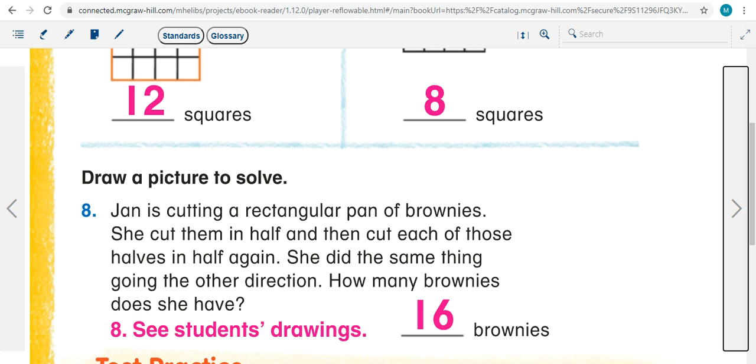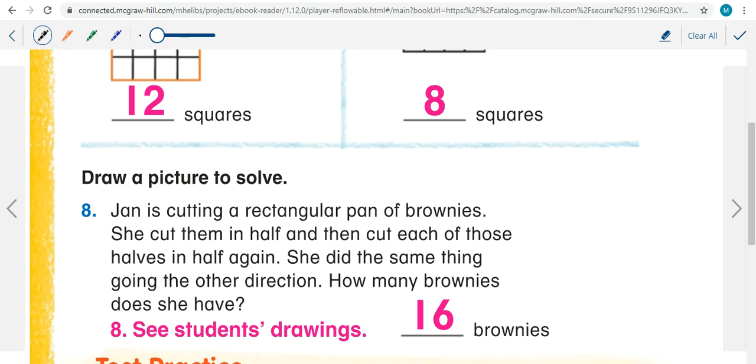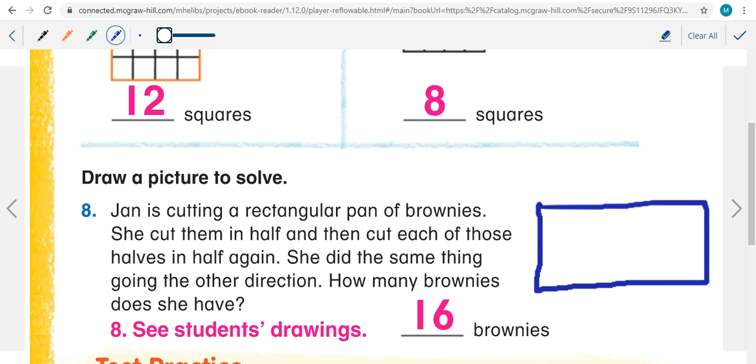Draw a picture to solve. Jan is cutting a rectangle pan of brownies. She cut them in half. So, she has a rectangle pan. She cut them in half, and then each of those halves in half again, like this. She did the same thing going in the other direction, like this and like this. How many brownies does she have?